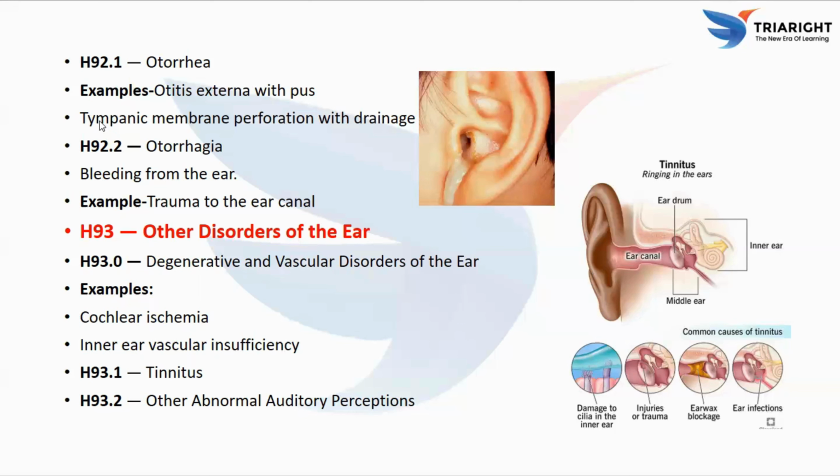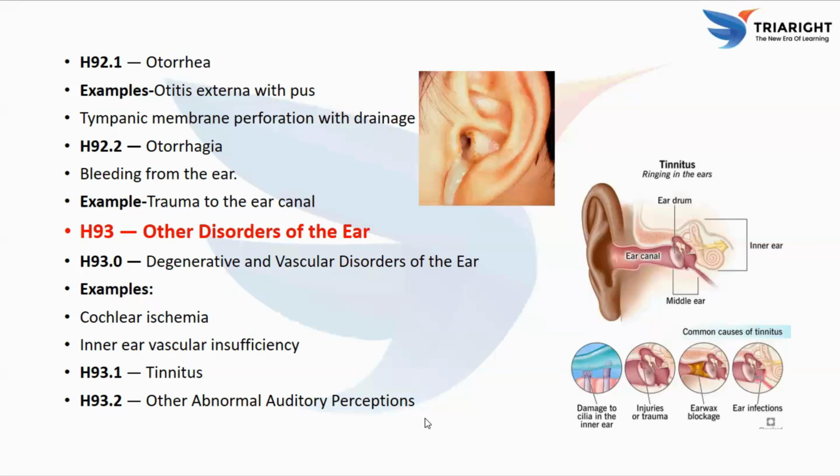So next is the H92.2 code for otorrhagia. So what is meant by otorrhagia? It is bleeding from the ear. So what will be the common causes for bleeding? Trauma to the ear canal, temporal bone fracture, and infections causing irritation and bleeding. So what is the example? Trauma to the ear canal leading to visible blood. So you have to assign code H92.2 for otorrhagia.